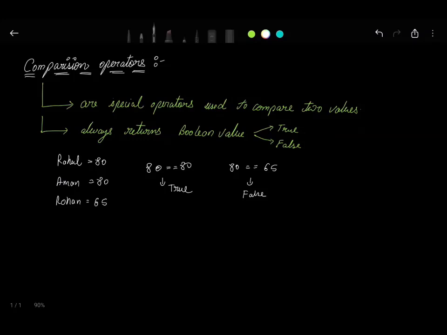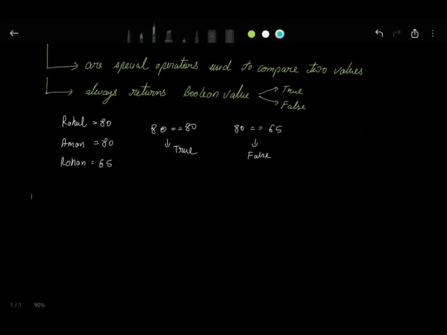So now we will be looking at these comparison operators one by one. Starting with the very first operator which we have, equals to, which is represented by the double equal to sign in Python.